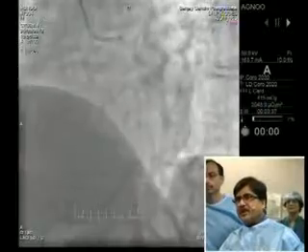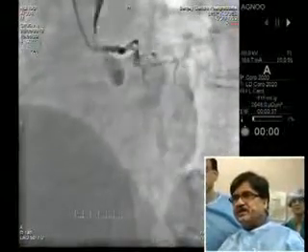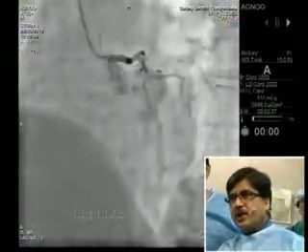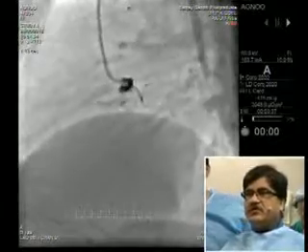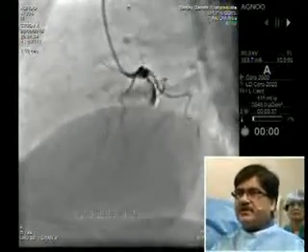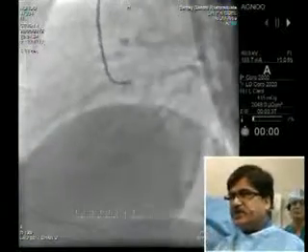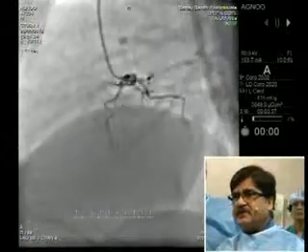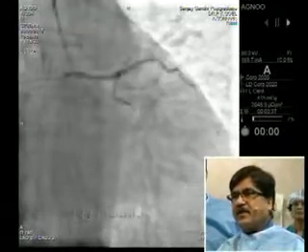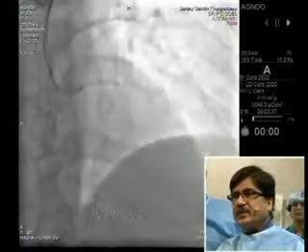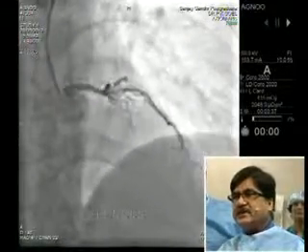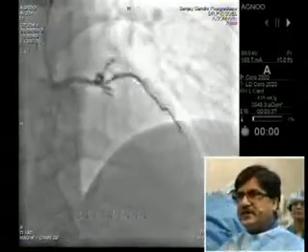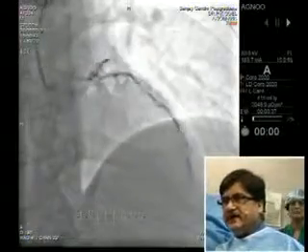Next. So the straight LAO view showing the small circumflex. The LAD is occluded. Can we go forward, please? So some diagonal system is filling, I think, through the collaterals, or, as we can see, from a proximal diagonal, the distal diagonal is filling. Next. So that's a cranially tilted view. So we have the occlusion, but it seems there is a leader there.